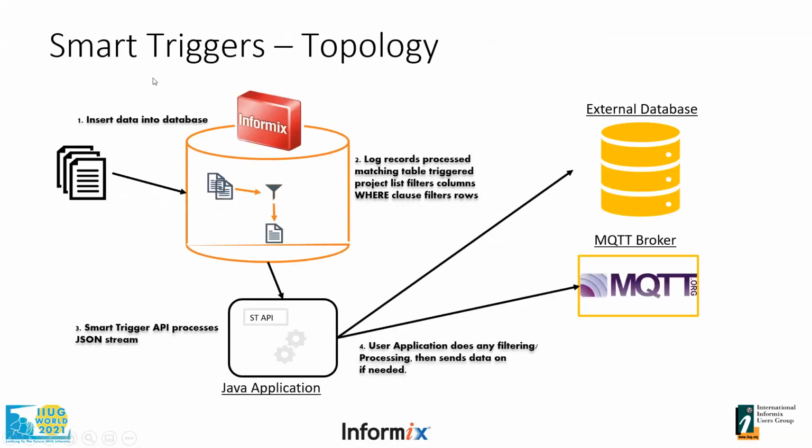A quick recap again on the smart trigger. When the DML operations happen, IDS sees that, and this is the filter which our ER takes care of, filtering out those records which qualify for the smart trigger API. All the rows are sent to the smart trigger API, and it is up to this Java application, which reads this JSON stream, to do the necessary action, whether it has to distribute the data into other repositories or send it to another messaging system.